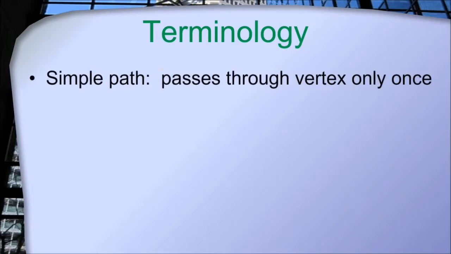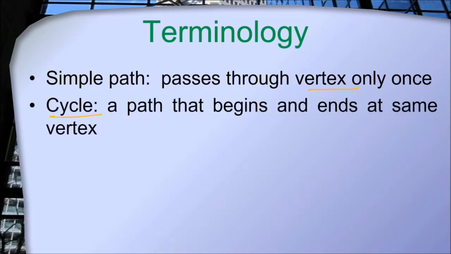A simple path means it passes through a vertex only once. This is a simple path. What about a cycle? A cycle begins and ends at the same vertex. This is a cycle. And a simple path, again, this is also a simple path, but it should pass through a vertex only once. So this will not be a simple path. This will be a path because it does not pass through the vertex again. That is a simple path.